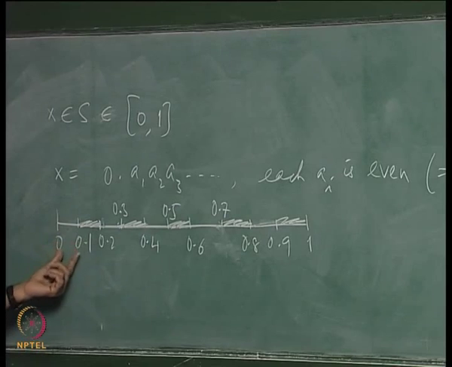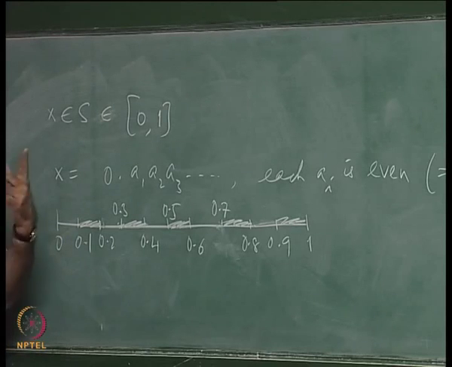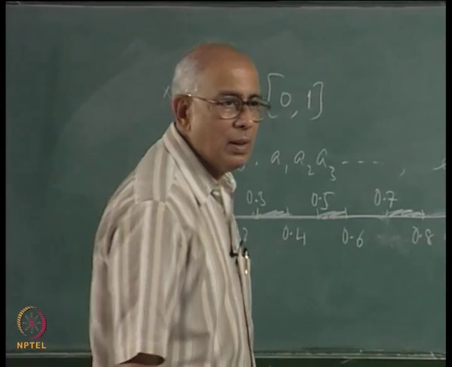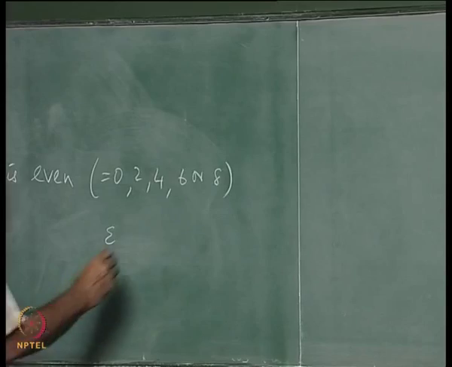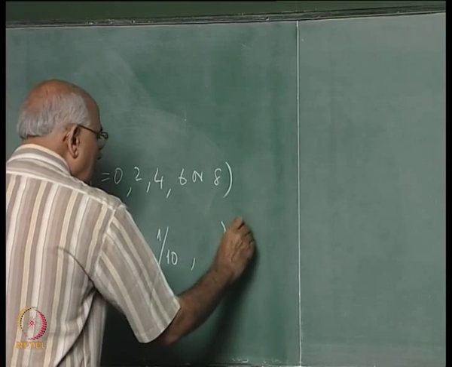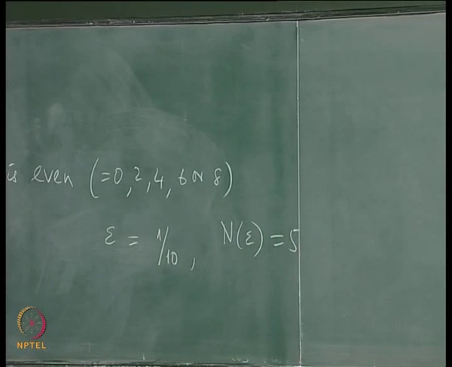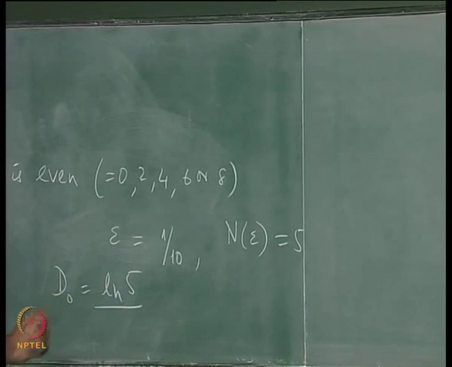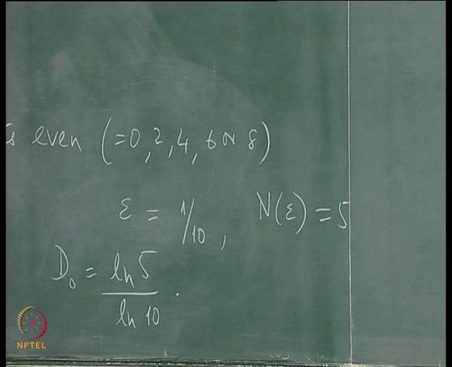Then you break up each of these into 10 parts, and the second decimal would again be in one of the 5 intervals out of the 10; every alternate one is permitted. This process is self-similar, at every stage it is exactly the same process. Therefore, you have a resolution, a demagnification factor epsilon which is 1/10, and at each stage you are breaking up a unit of the previous stage into n of epsilon parts, where n is equal to 5 because the other 5 have been erased. Therefore d0 equals log 5 divided by log of 1 over epsilon, which is log 10. That is the fractal dimension.